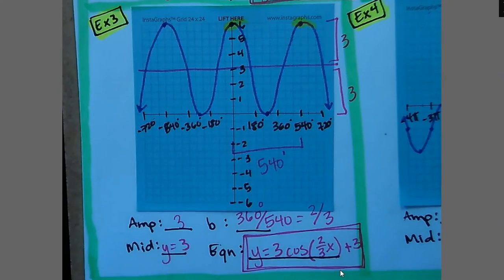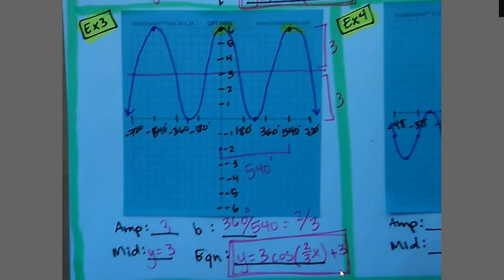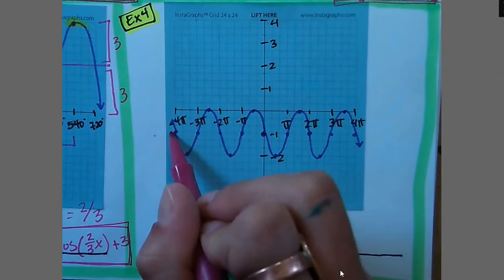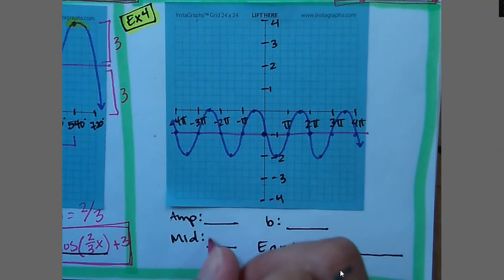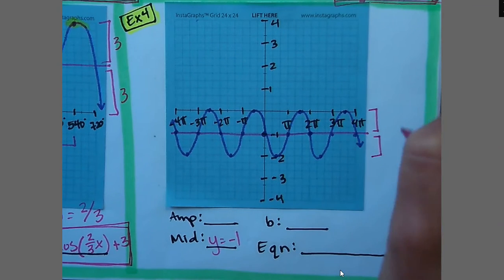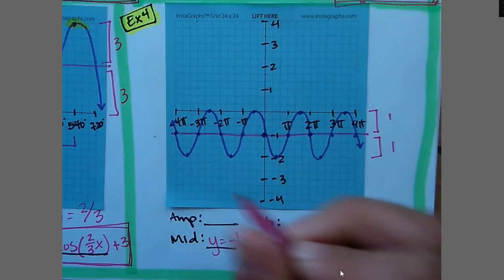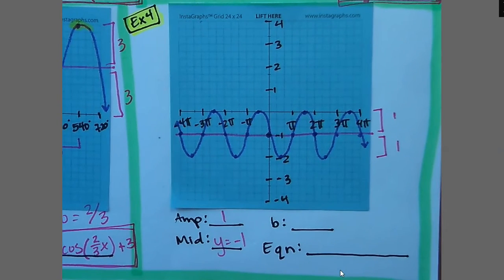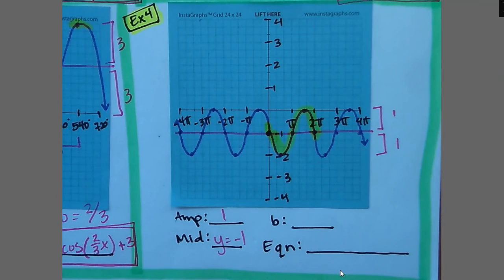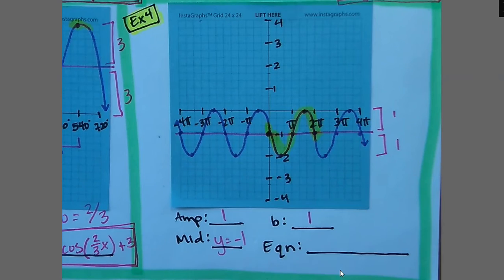Okay, and let's look at our last example here, example number 4. We're going to start by eyeballing the midline. So midline looks like it's at -1. Then we're going to look at our amplitude. Looks like it's going up 1 and down 1. Then we're going to look at how many waves happen in 2 pi. Okay, so starting here, one wave happens in 2 pi. Perfect. Okay, so since one wave happens in 2 pi, that means that b is 1.